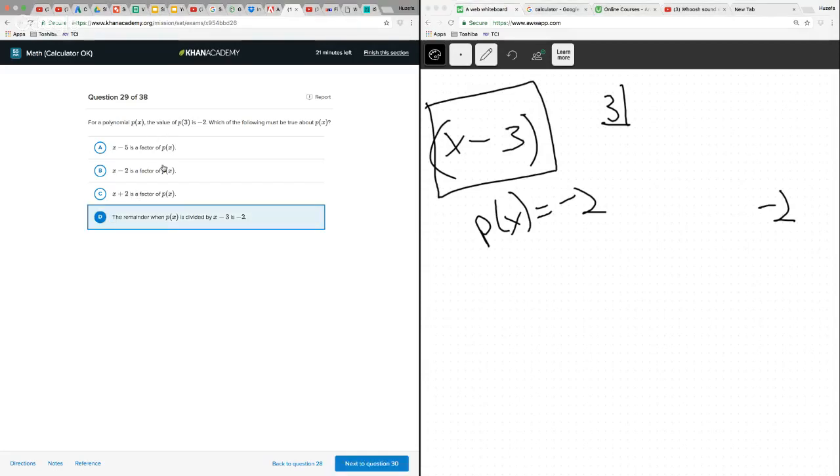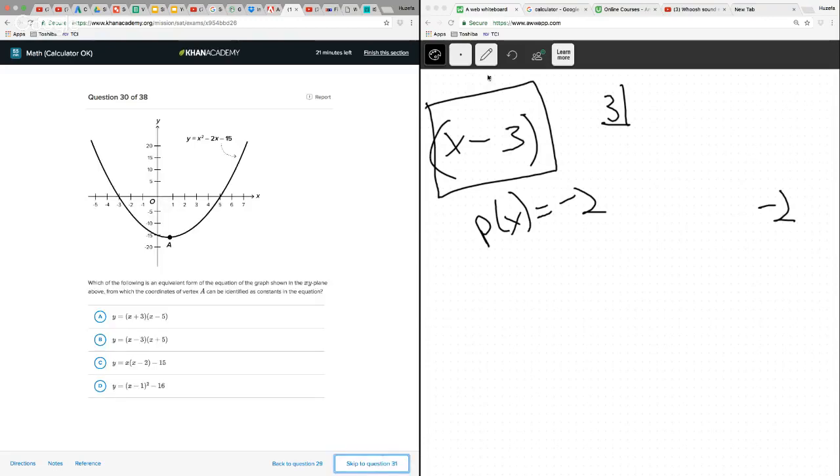You can also kind of guess that this is true because all of these other options would only be factors if p of those values, p of 5, p of 2, p of negative 2, would give you 0. But when you have negative 2 like that, you know what I'm saying? It's got to be D. There's really no question about it. Okay.